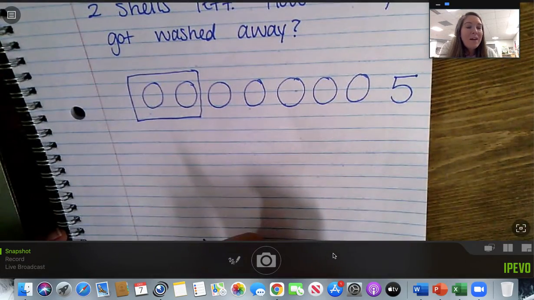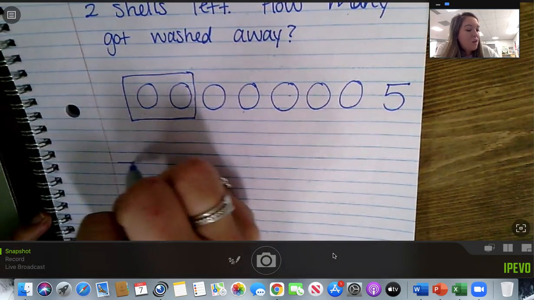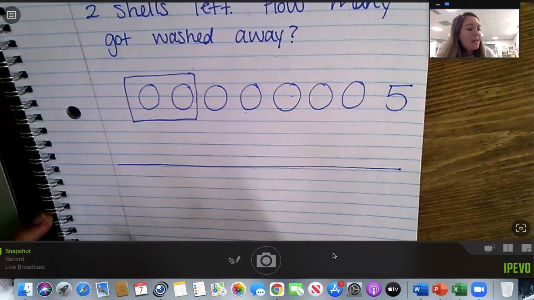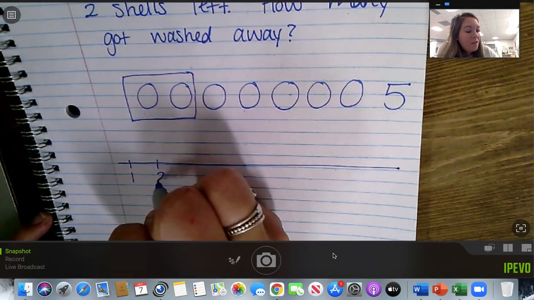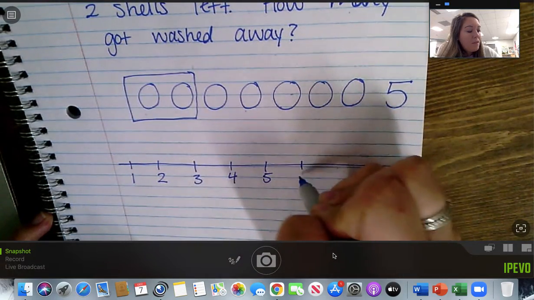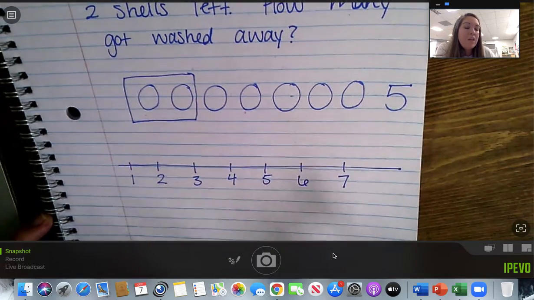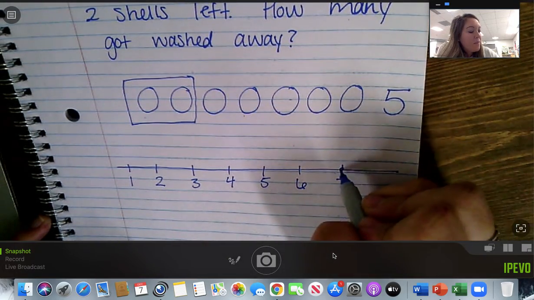Let's do one more strategy. Let's use our number line strategy. So let's draw our number line. And I started with 7, so let's do our number line up to 7. 1, 2, 3, 4, 5, 6, 7. Okay, so I know I had 7 shells, right? So let's start on 7.